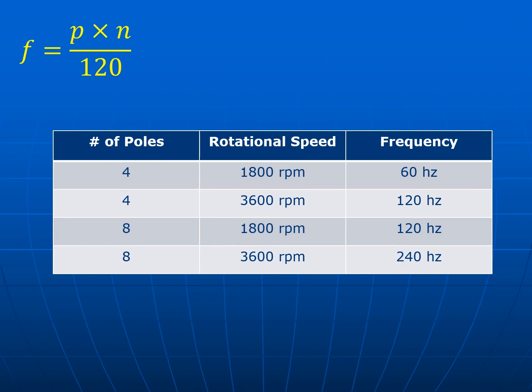Alternatively, if I took an 8-pole generator at 1800 RPM, I would also double what that 4-pole generator had. So an 8-pole generator operating at the lower speed of 1800 RPM still produces 120 hertz. And if I were to double the number of poles as well as double the rotational speed, I'd once again see a double over the other 8 poles. An 8-pole generator operating at 3600 RPM would produce 240 hertz of generated electricity.